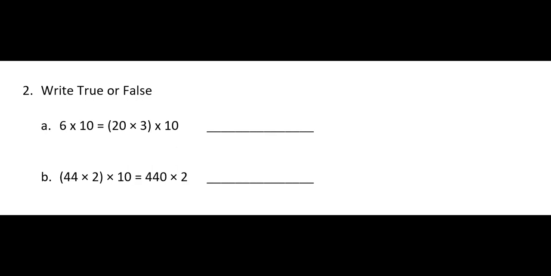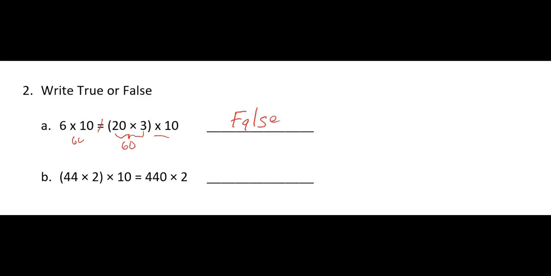So the first one says 6 times 10 is equal to 20 times 3. If we think through this, I have 6 times 10 on the left-hand side. Well, 20 times 3 is 60. So if this is 60, and I know 6 times 10 is 60, the two sides cannot be equal because on the right side, we're still taking it times another 10. So we'll say that one is false.